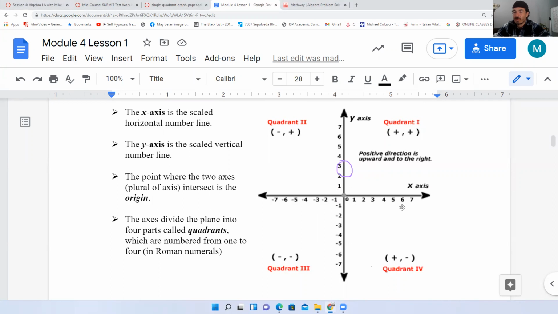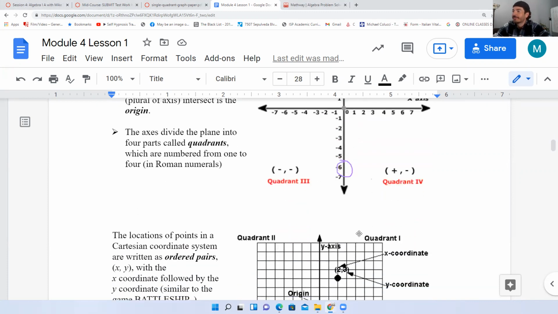This is the number line we've been working with. Quadrant 3, we're negative, negative. Both our x and our y's are negative. Quadrant 4, the x's, the first number, are positive, and the y's are negative. We're down below 0, but we're to the right of 0 horizontally.